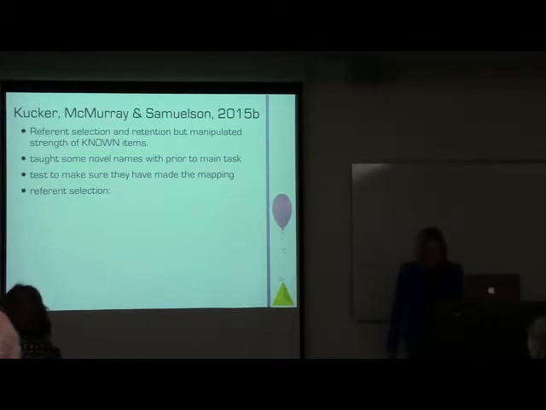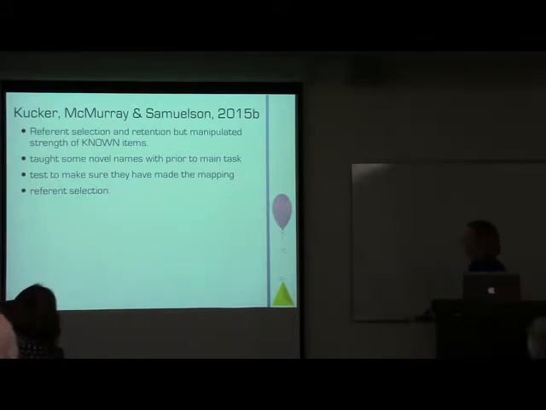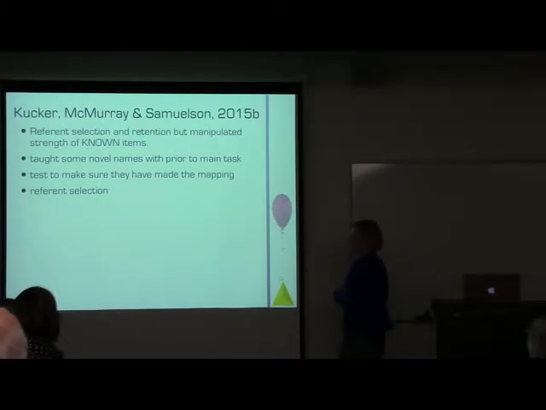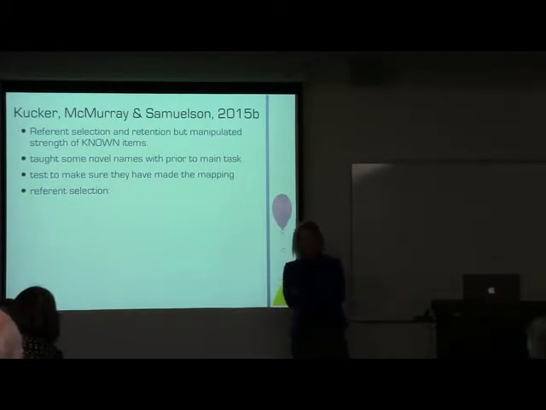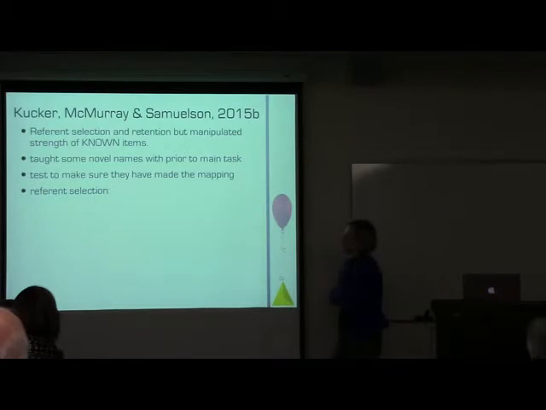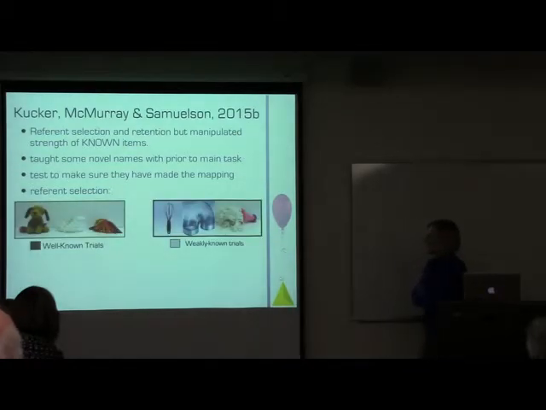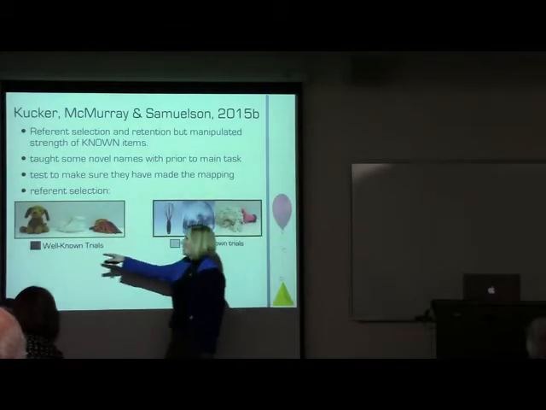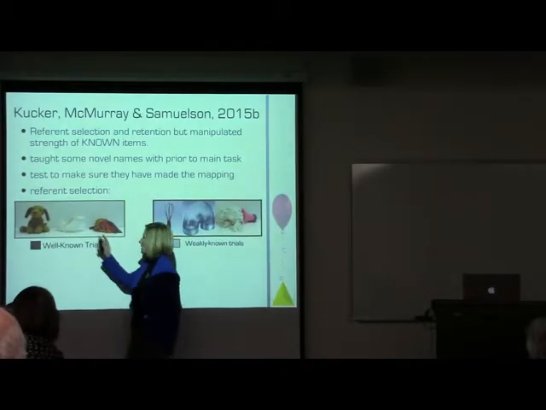So in Sarah's final dissertation study, she did a reference selection and retention task, but she manipulated the strength of the known items. Okay? So she taught some novel names prior to the main test, and then she did a test to make sure they learned the ones she just taught them, and then she did the reference selection. So now we're going to have a couple different kinds of trials. We're going to have well-known trials where we're pitting the dog and the shoe against the yak.